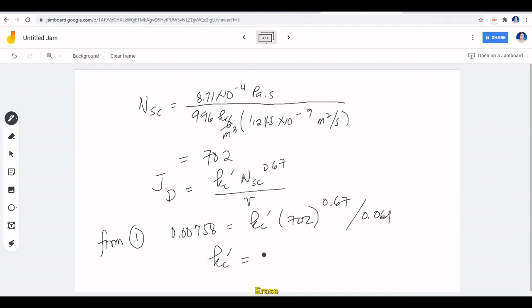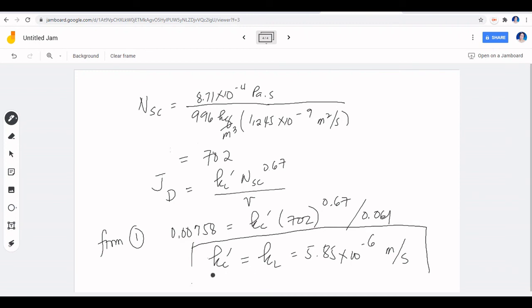which is equal to the K sub L, one of the required information in the problem. So K sub C prime, which is equal to our K sub L, is equal to 5.85 times 10 raised to negative 6 meters per second. So this is one information. Actually, the molar flux will just be a substitution if we know already the convective mass transfer coefficient to use.